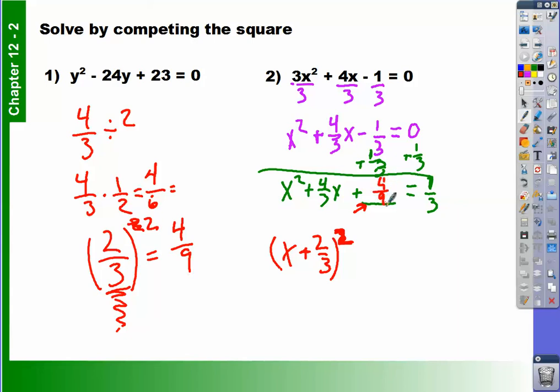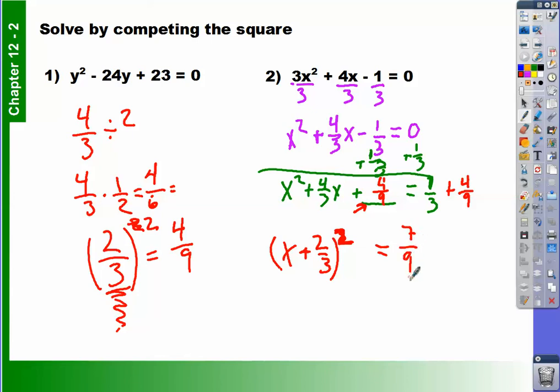If I add 4 9ths to the left, what do I have to do to the right? Add 4 9ths. So we've already factored this trinomial very well. That's really not too hard of a problem to do. What is 1/3 plus 4 9ths? 7 9ths.